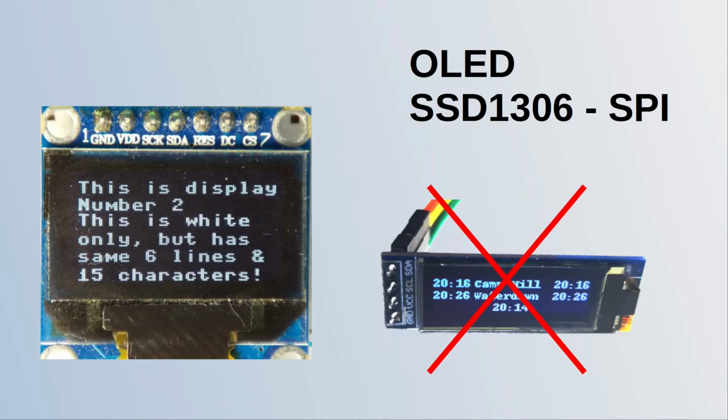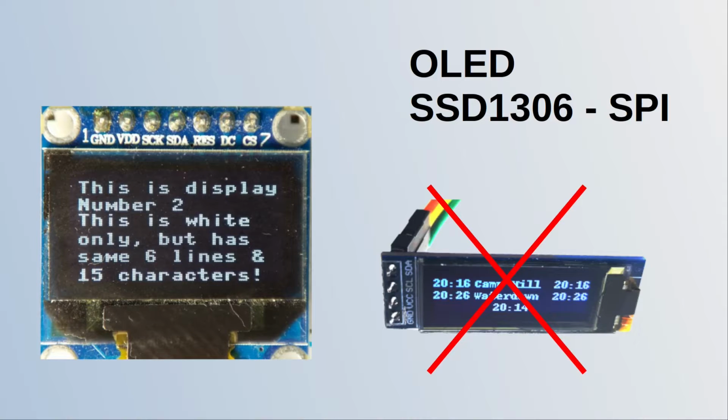The SSD1306 can be used with two different interfaces, either SPI, sometimes known as "spy", or I2C, sometimes known as "I squared C". In this example, I'm using the SPI version. A common way of telling the difference is the number of pins. The I2C version often has just 4 pins, whereas the SPI version has 7.